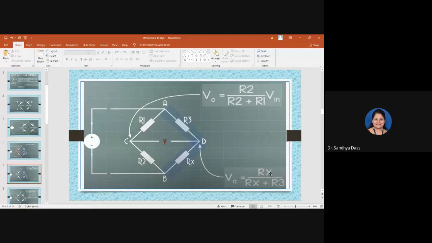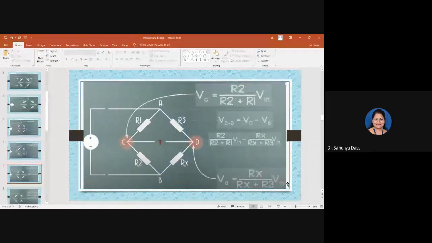Sorry, this V in has vanished, I think. It has gone out of the slide here. Okay, so VC will be R2 by R2 plus R1 into V in, and VD will be Rx by Rx plus R3 into V in. There is V in there, please note that.